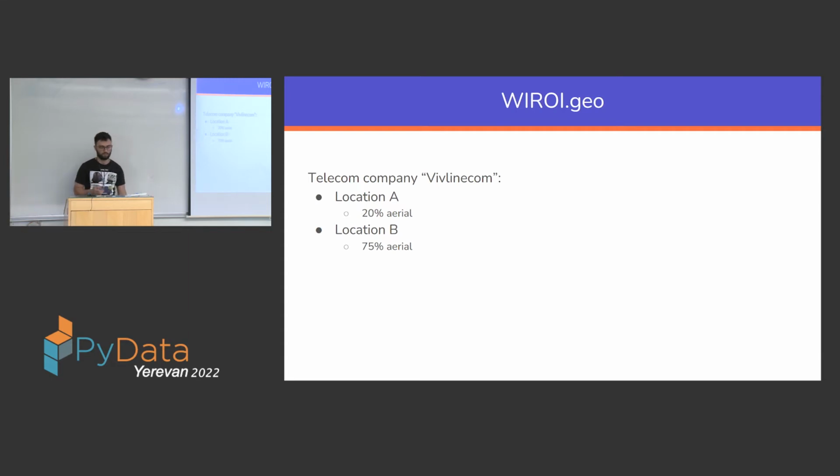So what Wireless is doing is providing this telecommunication company information that location A has, on all of these streets, 20% aerial wiring, which means that only 20% of the streets have these utility poles. And location B has 75% utility pole wiring, aerial wiring. And based on this information, this telecommunication company might decide to expand into location B because there are already utility poles there and it is less costly to apply new wiring and do its business there. So this is the main idea of their project, and how they come up with these percentages.